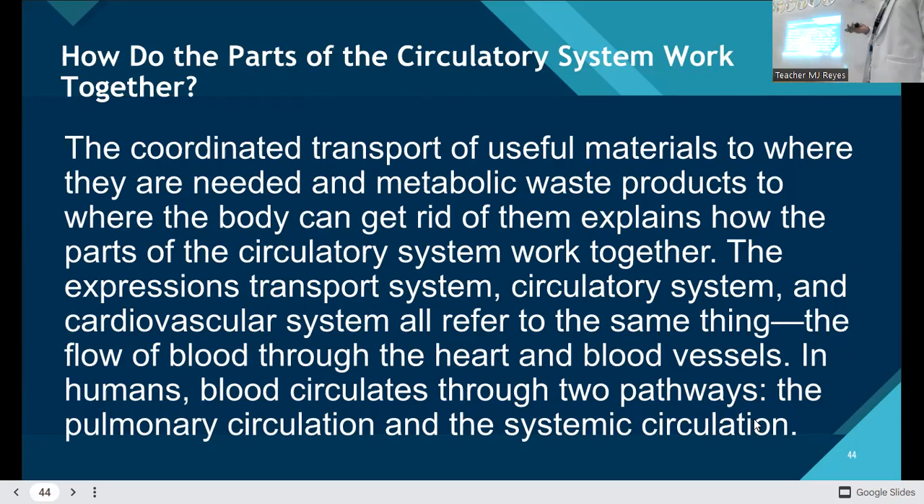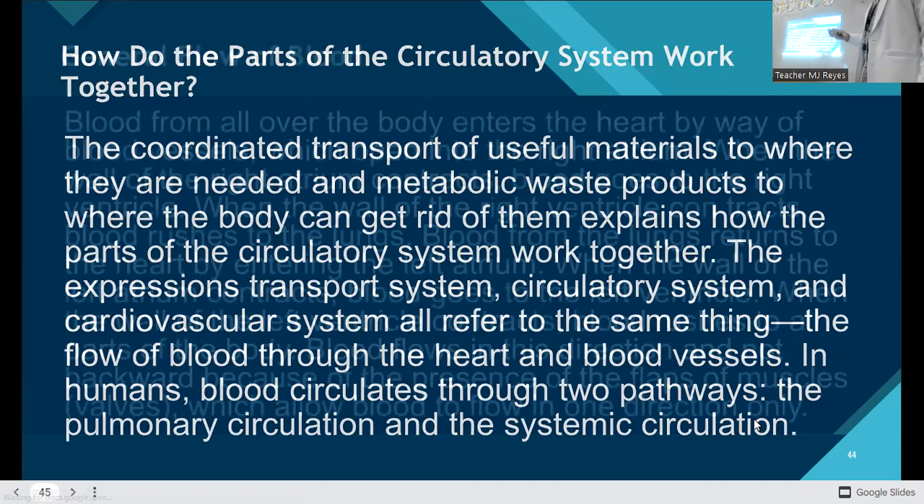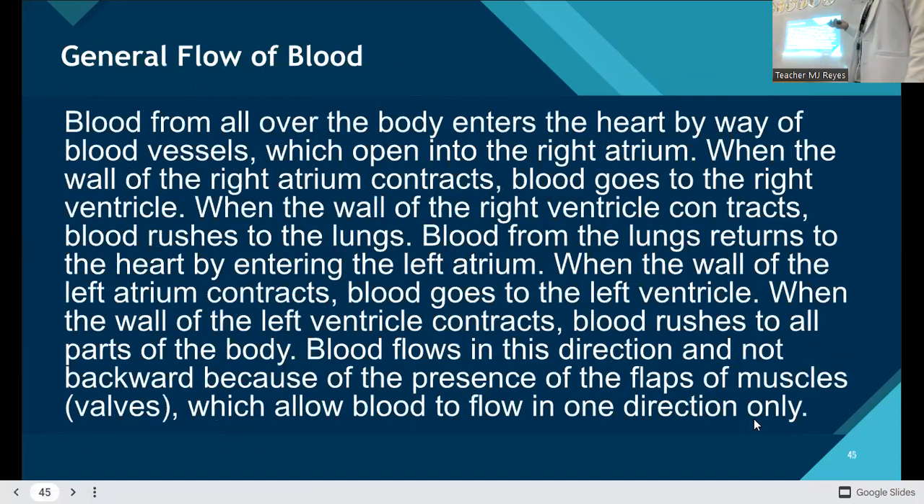The flow of blood through the heart and blood vessels. In humans, blood circulates through two pathways: the pulmonary circulation and the systemic circulation. Let's tackle them. Blood from all parts of the body enters the heart by way of blood vessels, which open into the right atrium. When the wall of the right atrium contracts, blood goes into the right ventricle. When the wall of the right ventricle contracts, blood rushes to the lungs.